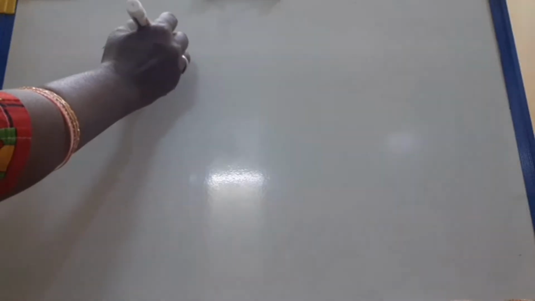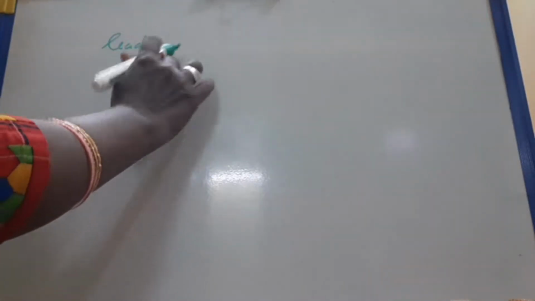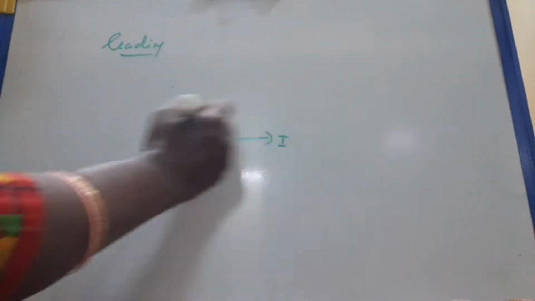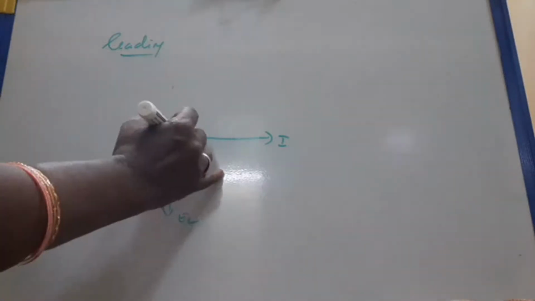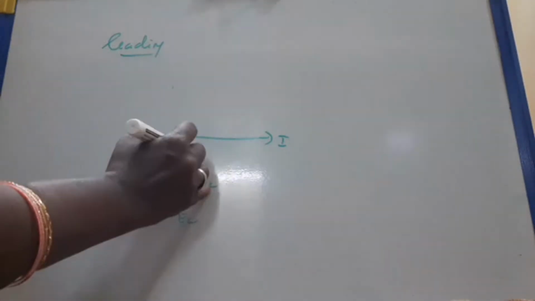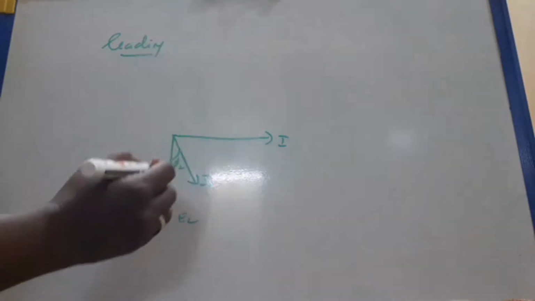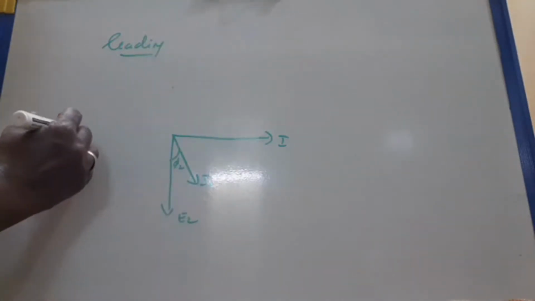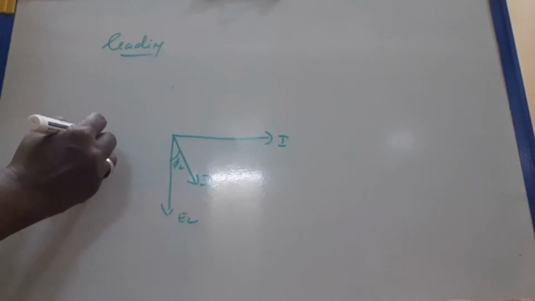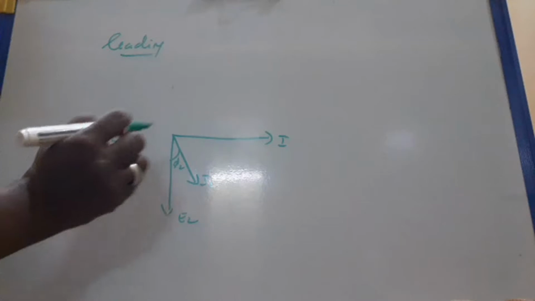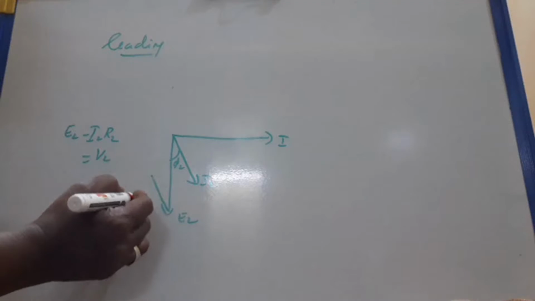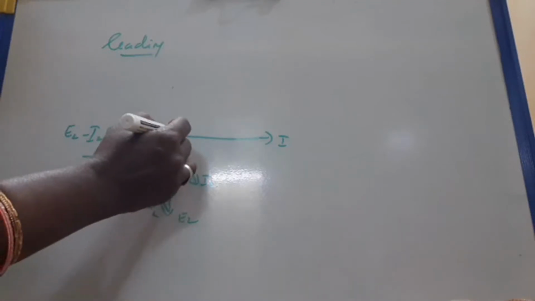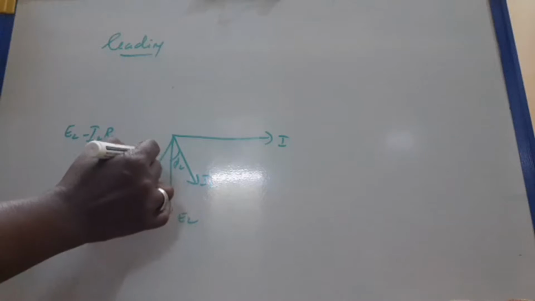Similarly, for leading, the phasor diagram will be: I will be the reference, E2 will be the induced EMF, and I2 will be leading by an angle phi2. So E2 minus I2 R2 gives V2. Minus means you have to draw in the same direction. This is I2 R2. So E2 minus I2 R2 which gives V2.